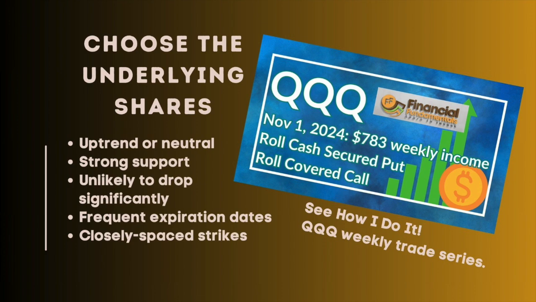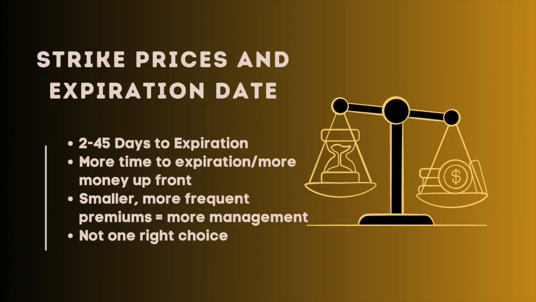I'm going to use QQQ for this demonstration, since I trade it in my personal accounts and I already have a widely viewed video series showing how I trade cash secured puts and covered calls around it. Your next step is to choose an expiration date and your two strike prices. Select an expiration date that aligns with your trading plan, typically between 2 and 45 days out.